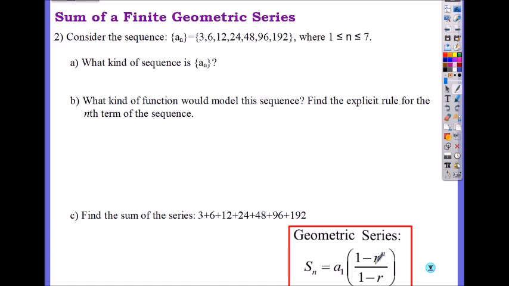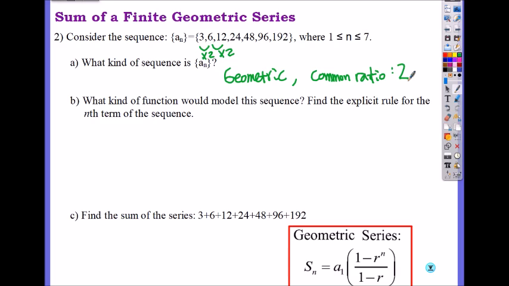So what kind of sequence is this? What are we doing each time? We double it, so it is geometric because it has a common ratio of 2. What kind of function would model this sequence?